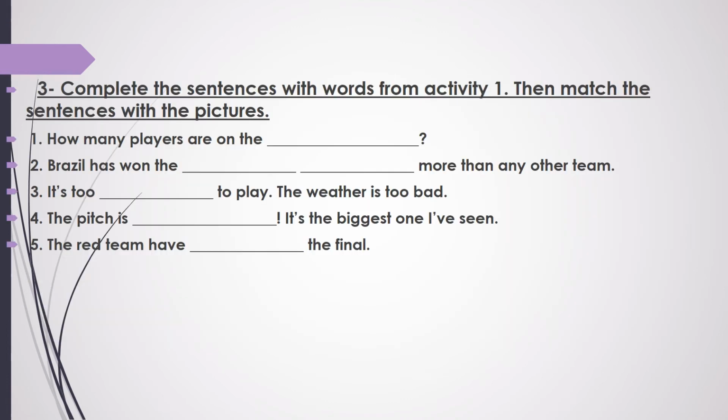Now exercise 3. Complete the sentences with words from activity 1. Then match the sentences with the pictures. In this exercise you have some incomplete sentences. You are going to read and to complete them by using the words from activity number 1. Then you are going to match the sentences with the pictures. I will give you 5 minutes to do this exercise.